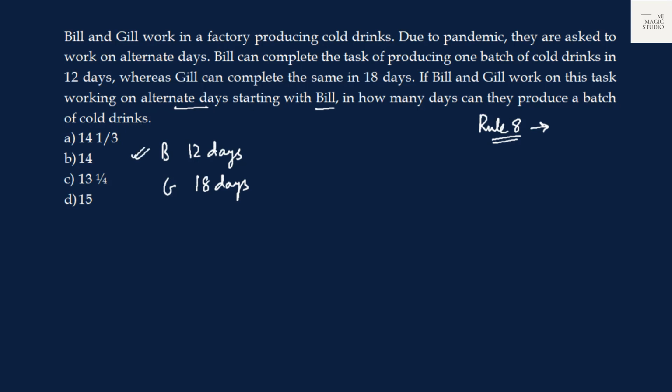If you follow rule 8, we have done many different kinds of questions related to alternate days work, and this one is case 1. LCM of 12 and 18 is 36. Let the batch size be 36, they need to produce 36 bottles. So work efficiency rate of Bill is 36 divided by 12, that is 3 units or 3 bottles per day. And work efficiency of Gil is 36 by 18, that is 2 units per day.